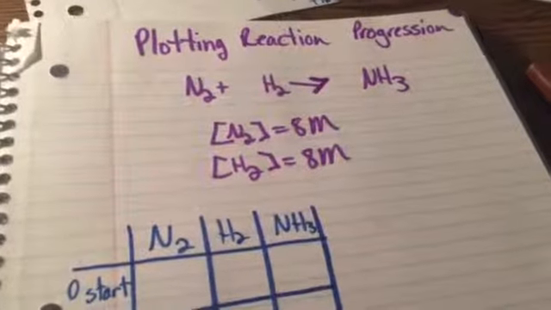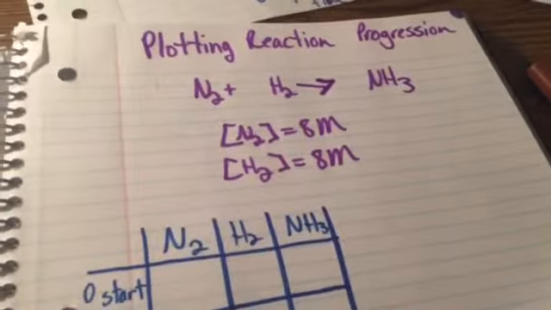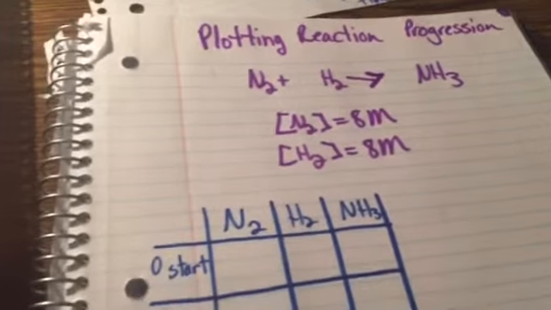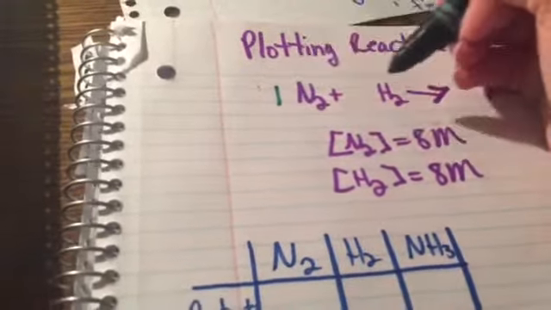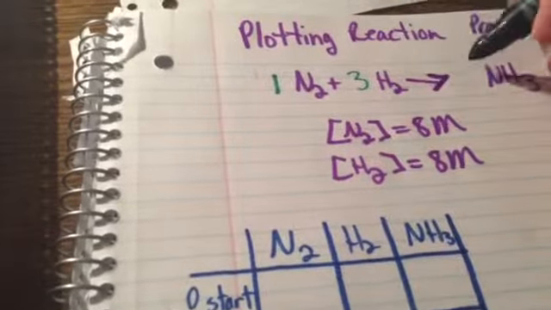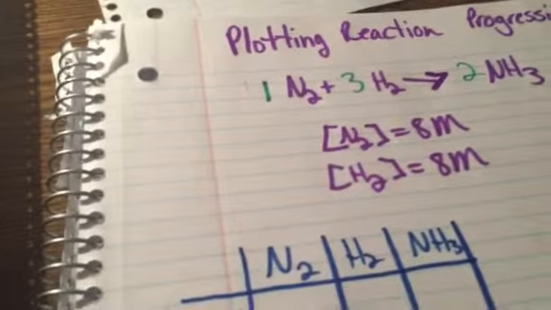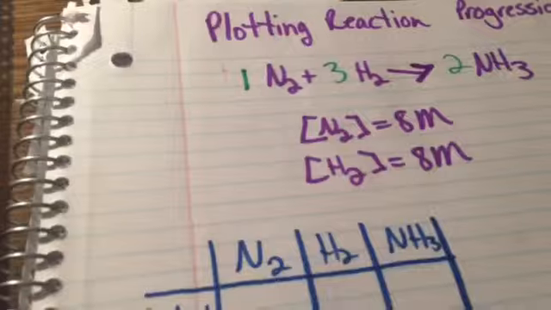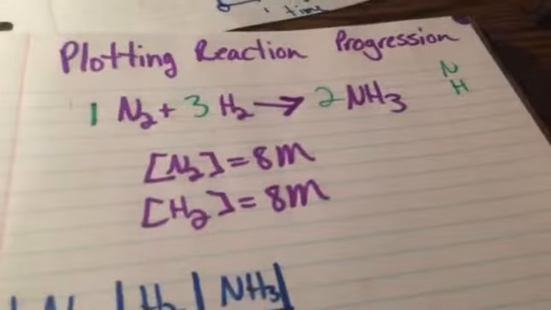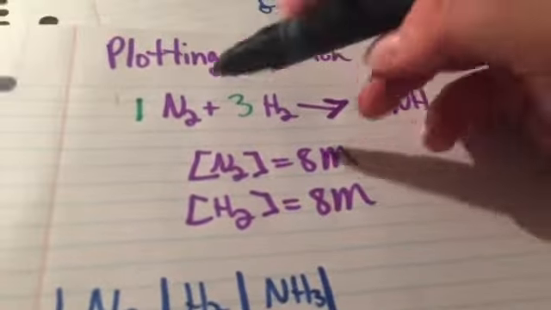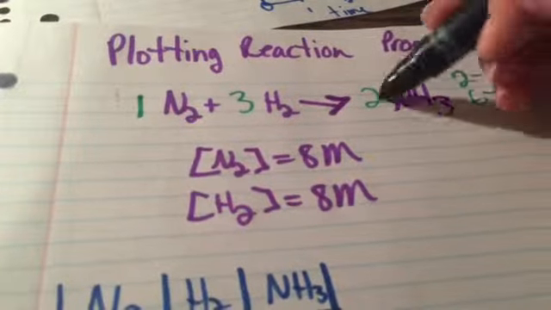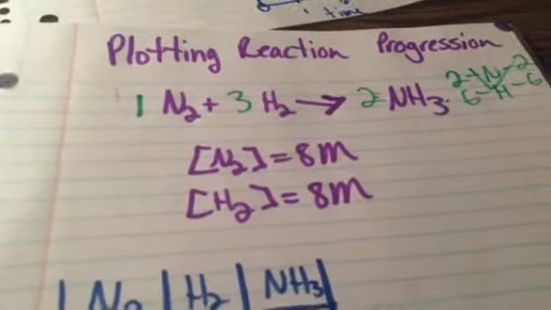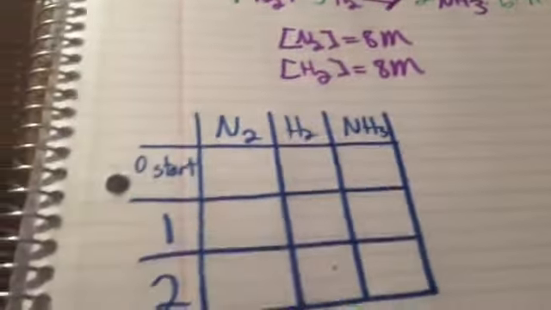When plotting reaction progression, you want to first make sure that your equation is balanced. You can check this by putting N and H on the side and seeing that you have 2 here, 6, and 6, which means your equation is balanced.